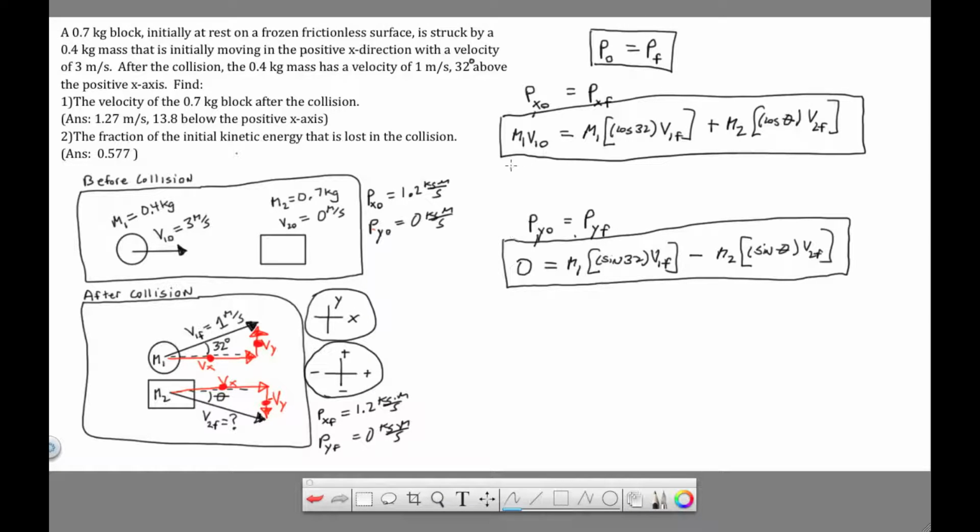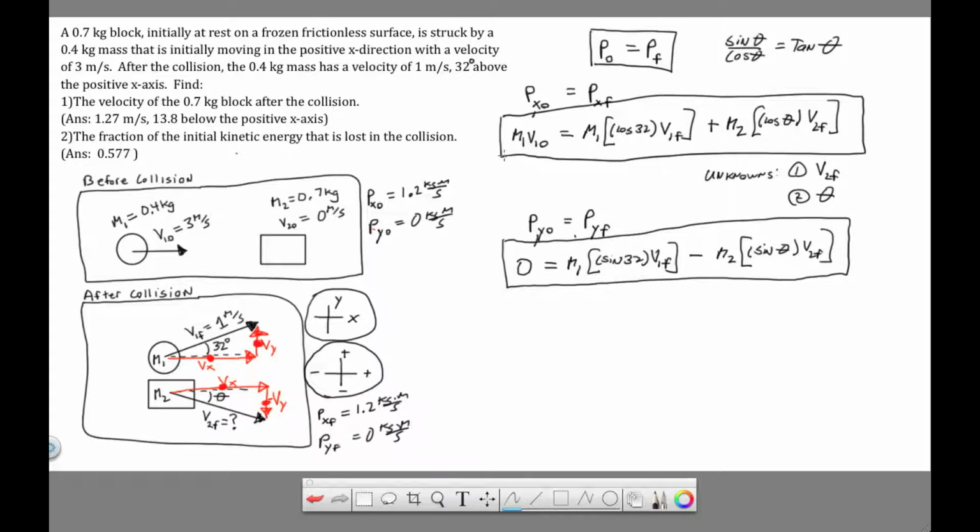Because what we've done is we've written two equations and we have two unknowns. The two unknowns are v2 final, and then the angle for v2 final. All right, so from here we need to bring in a very common trig identity that is used in physics problems: sine theta over cosine theta is the same as tangent theta. This is going to make the math a lot easier.